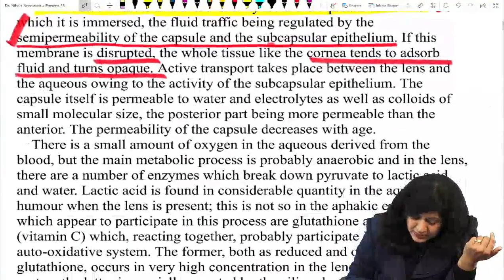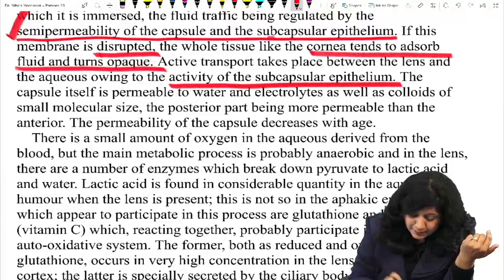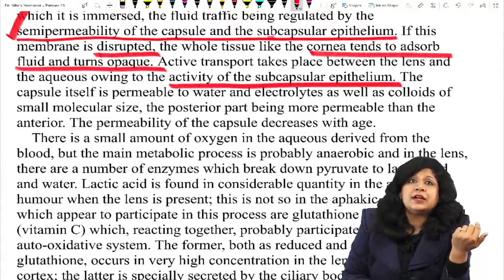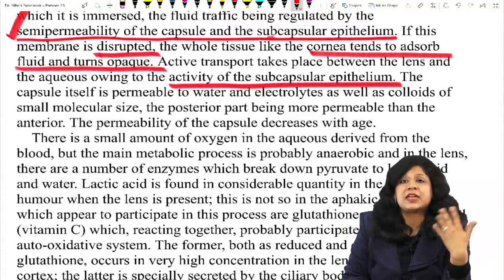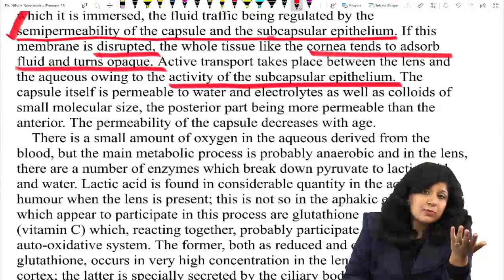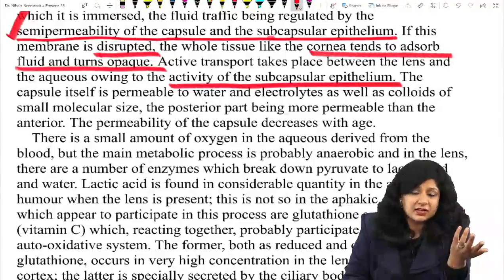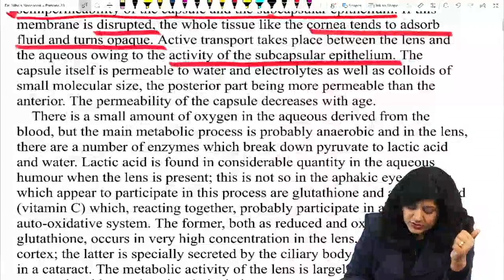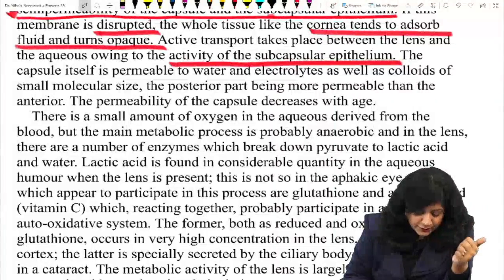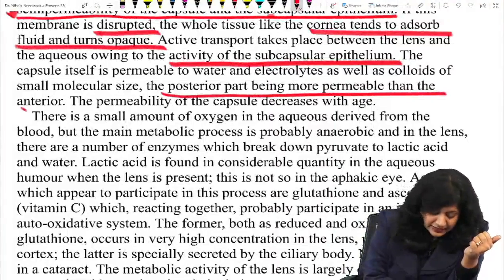Active transport takes place between the lens and aqueous owing to the activity of the subcapsular epithelium. Now this is also showing you again that the metabolic activity is not taking place only due to the endothelium. Even the epithelium also plays some part in the metabolism, but it is the main thing when we talk about the endothelium. The capsule itself is permeable to water and the electrolytes as well as the colloids of small molecular size, and the posterior part is more permeable than the anterior part.